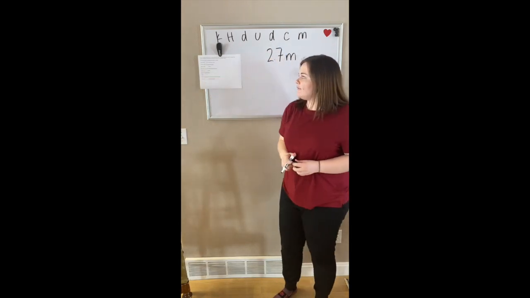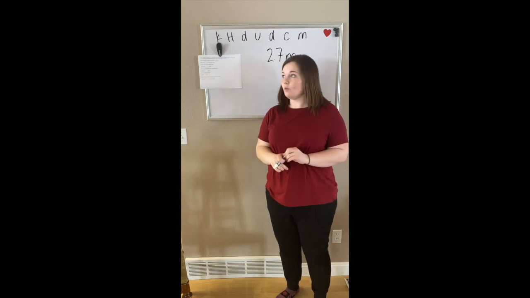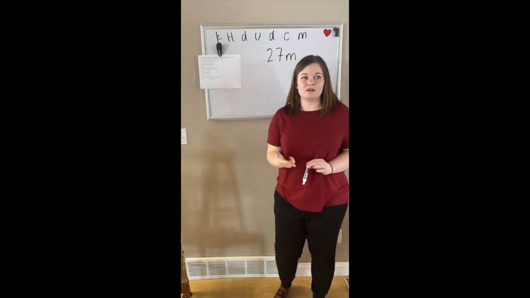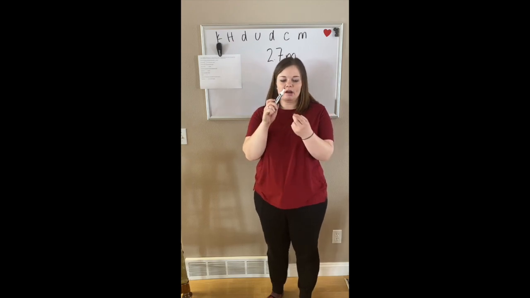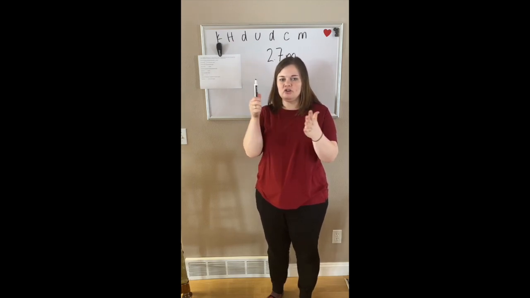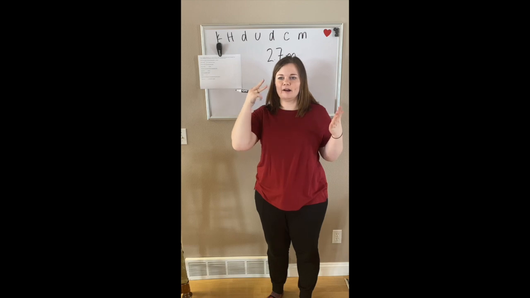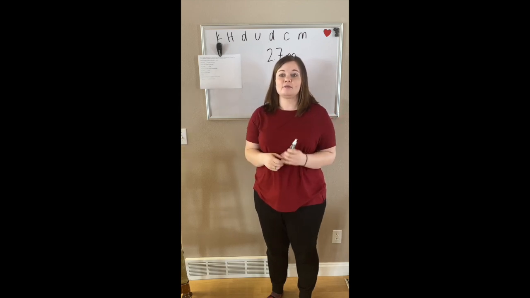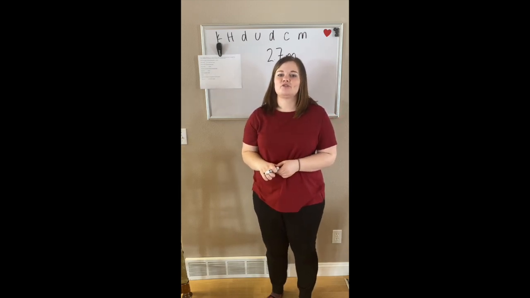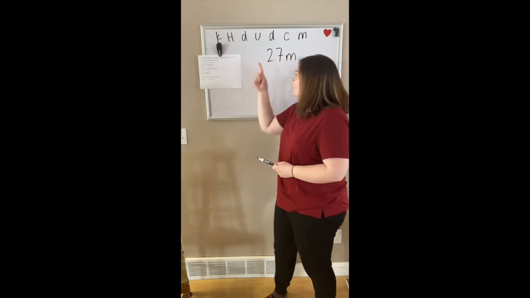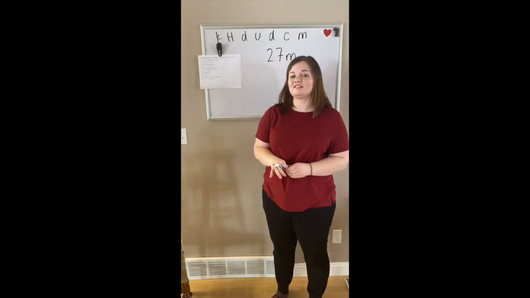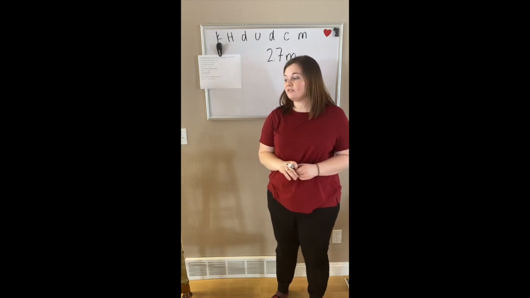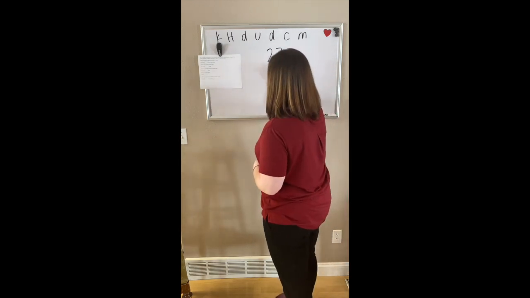Then it says, for how many months did Jenny knit? Well, we know 2 years, and we know how many months are in a year. January, February, March, April, May, June, July, August, September, October, November, December. So we know for each year, there's 12 months. She did it for 2 years, so 2 times 12 is 24. So we know she did it for 24 months, okay?